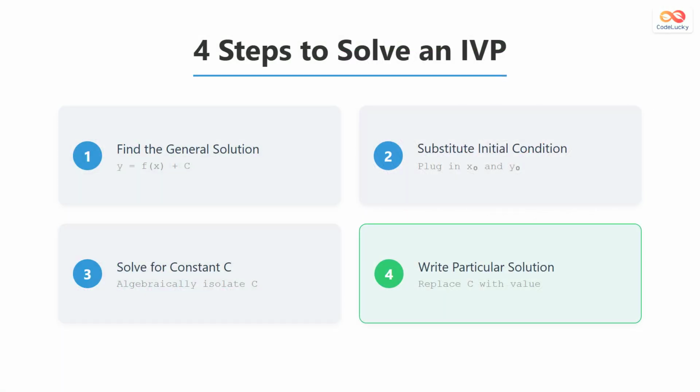To solve these problems, we follow 4 simple steps. 1. Find the general solution by integrating. 2. Substitute the x and y values from your initial condition. 3. Use algebra to solve for the constant c. And 4. Rewrite the final equation with the specific value of c.